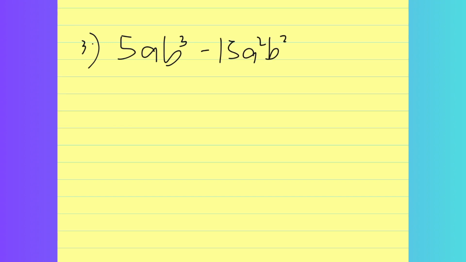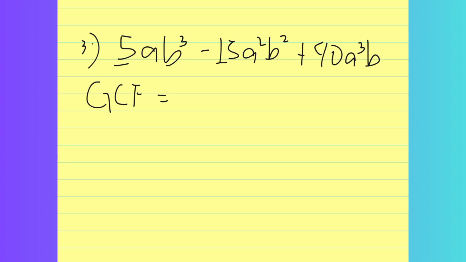Another example. Try to factor the given polynomial 5ab cubed minus 15a squared b squared plus 40a cubed b. Okay, since each term has a leading coefficient, now let's focus on finding the GCF. Let's focus first on the leading coefficients, 5, 15, and 40.